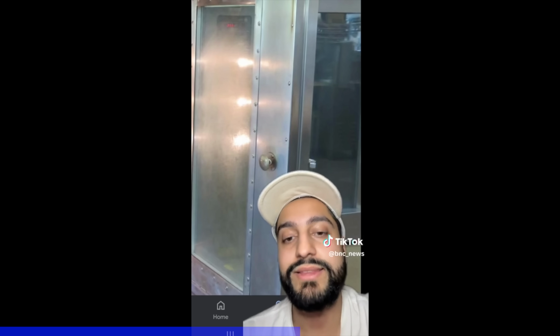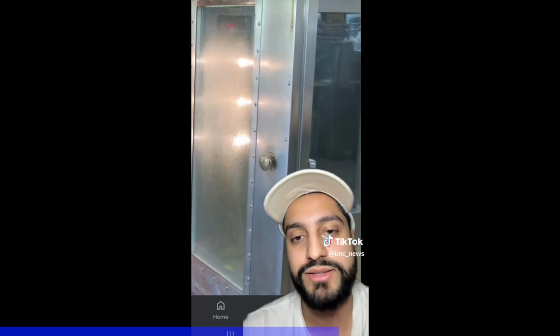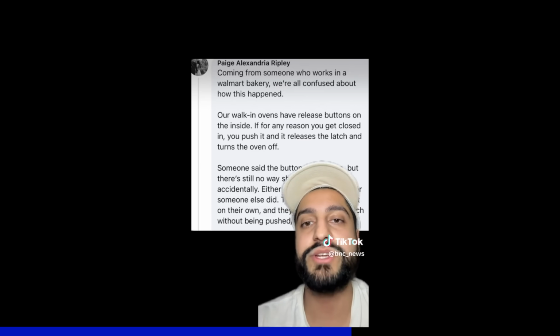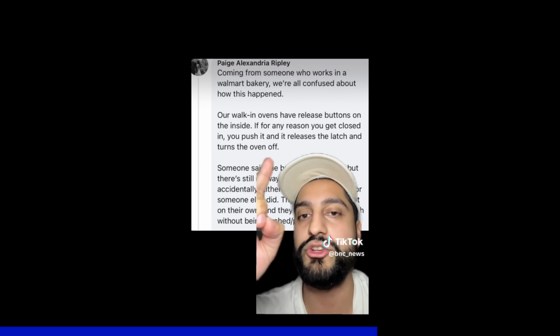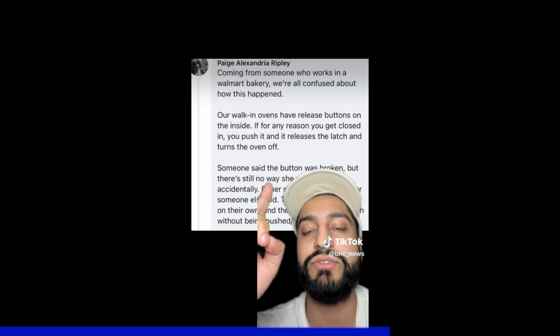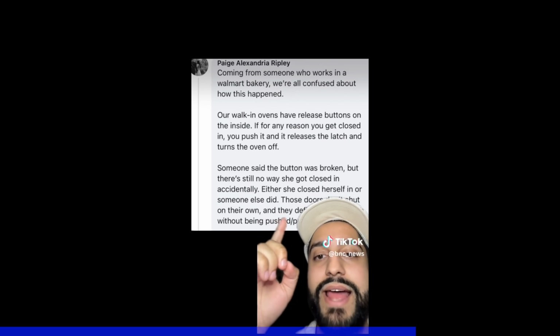Some people were saying that the emergency release button from the inside was broken and that's how she got trapped, but others are saying that that's not possible. Someone who works at a Walmart bakery said our walk-in ovens have release buttons on the inside. If for any reason you get closed in, you push it and it releases the latch and the oven turns off. Someone said the button was broken, but there's still no way she got closed in accidentally.